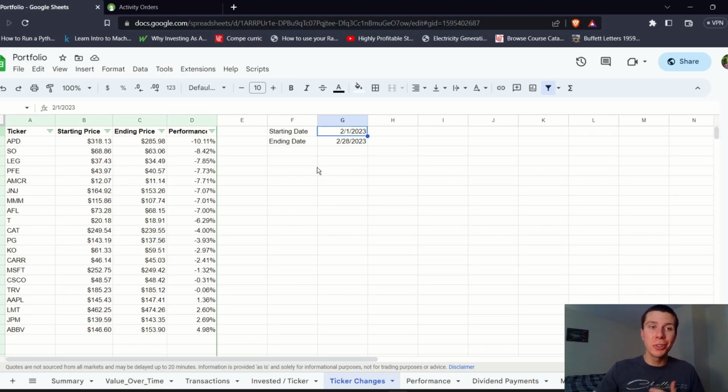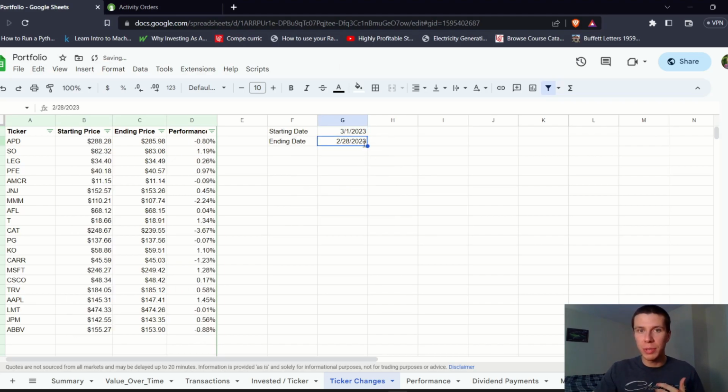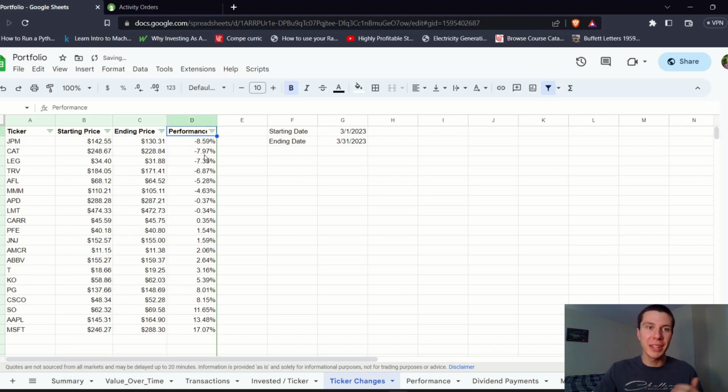And then also taking a look at this ticker changes tab, this is just going to give us an idea of how all of our companies performed for the month to see which ones were the best or worst performers. It really isn't all that interesting or meaningful, I guess, but I think it's interesting to look at.